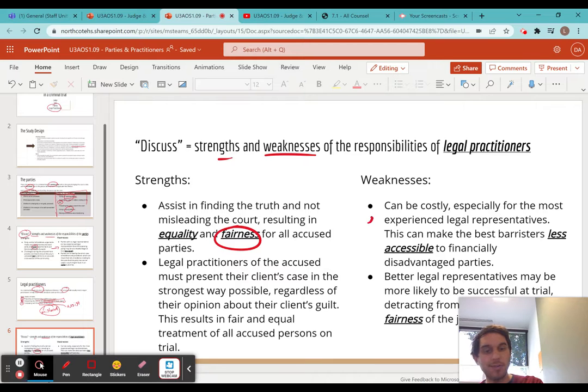On the other hand, we know that not everyone can afford a lawyer. And so if you're not able to afford a lawyer, that can reduce access to justice. It can also reduce your ability to get a fair trial because, again, you might be disadvantaged compared to the prosecution, who are always lawyers. And that's it for our responsibilities of our parties and our legal practitioners.